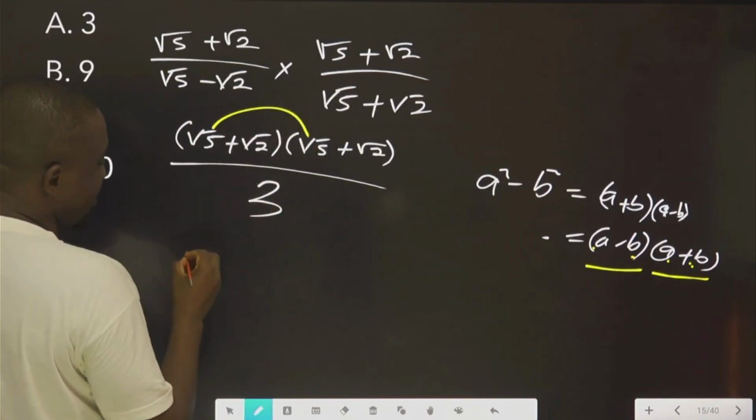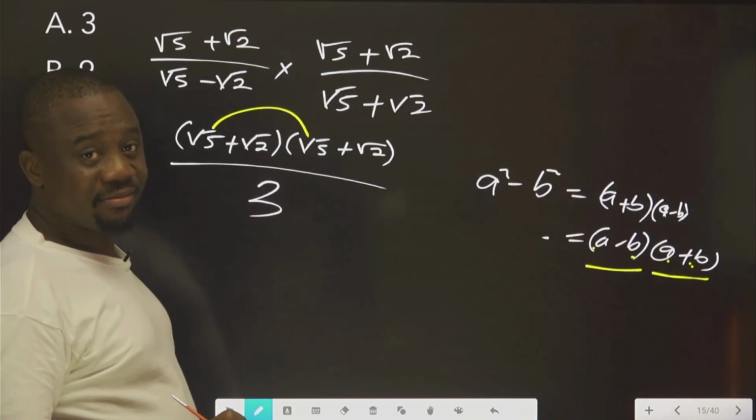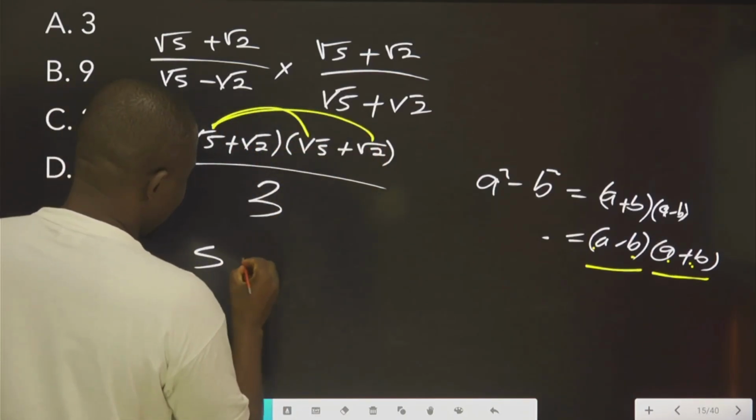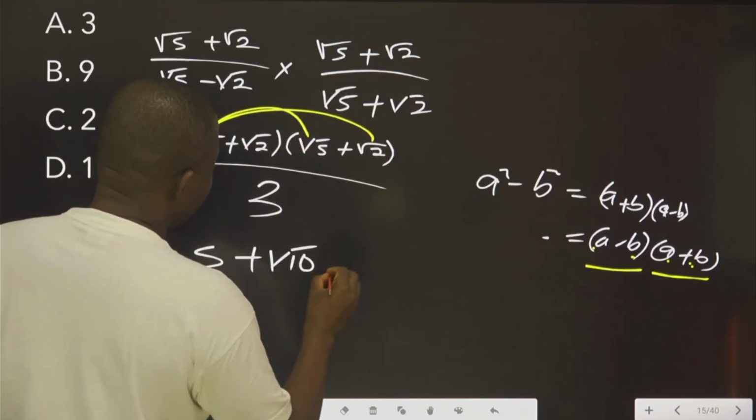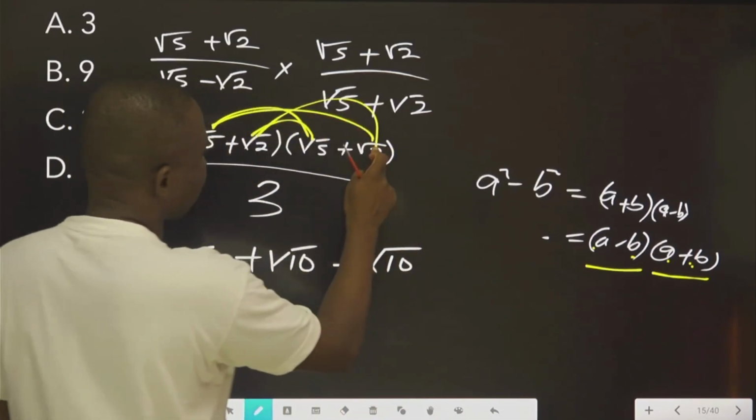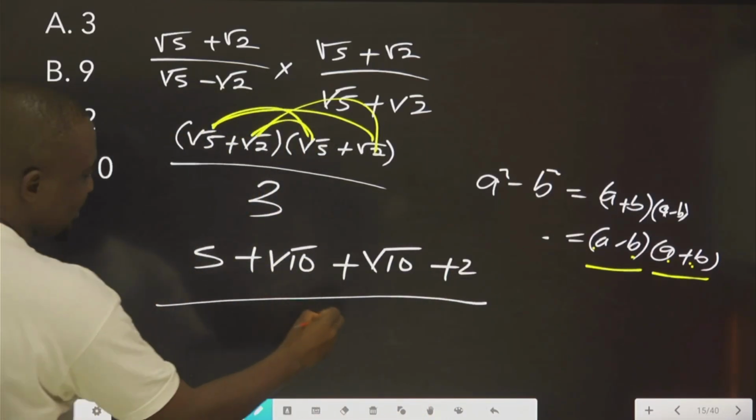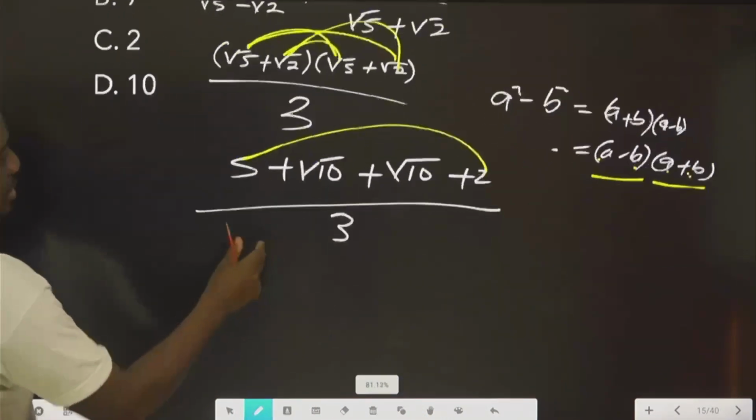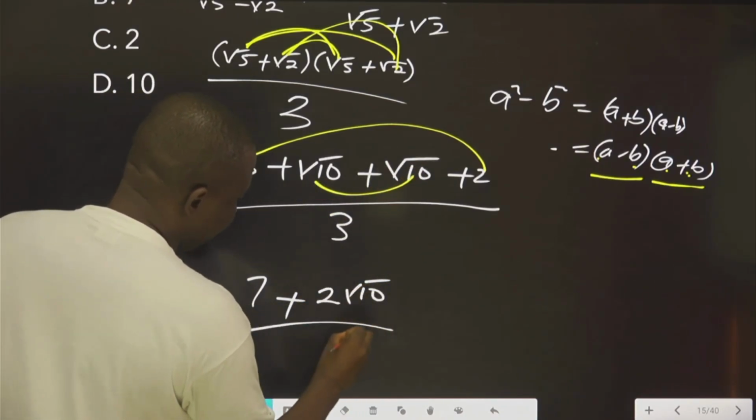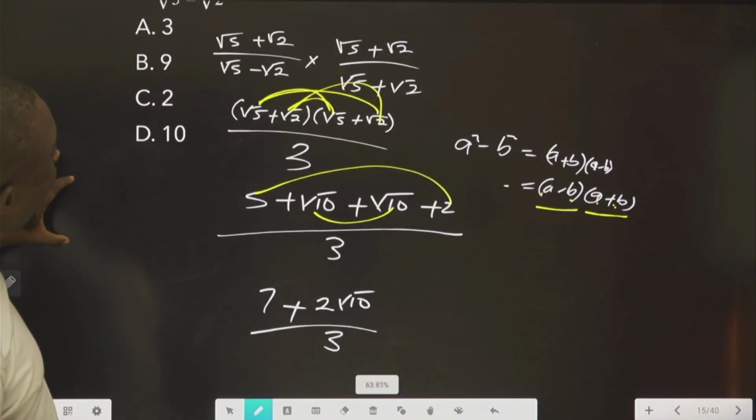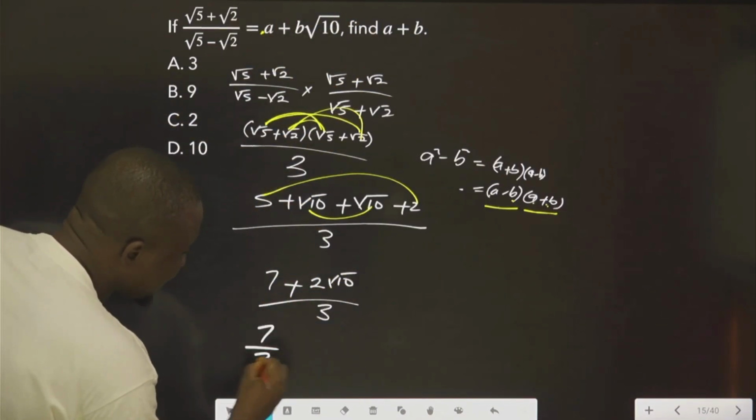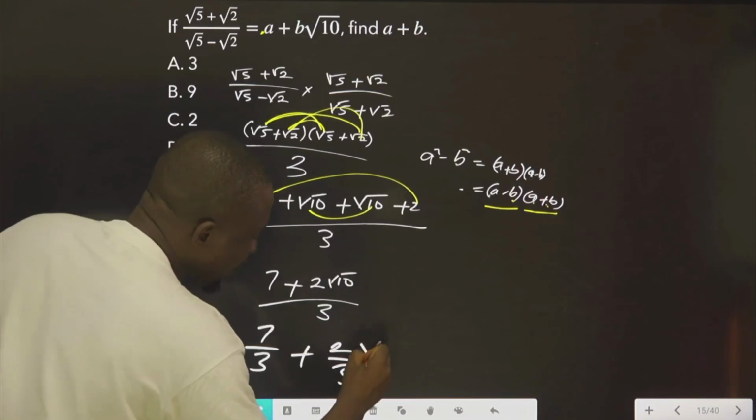You multiply this, that is 25. Square root of 25, that is 5. 5, you multiply this, that is 10. Also, this, that is 10. This, that is 2. All over 3. This, that is 7. This, that is 2 of them over 3. Now, because of the way they wrote this, this is on its own, this is on its own. They will have to separate this, 7 over 3 plus 2 over 3 square root of 10.